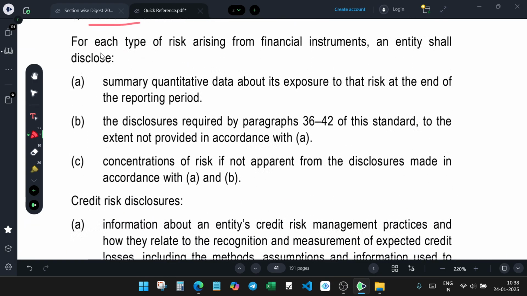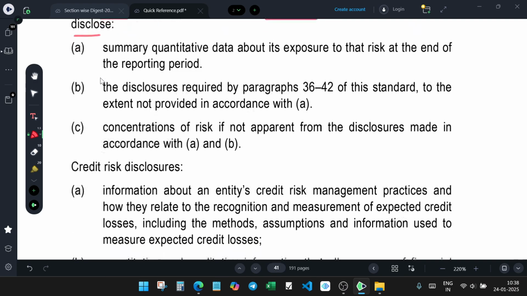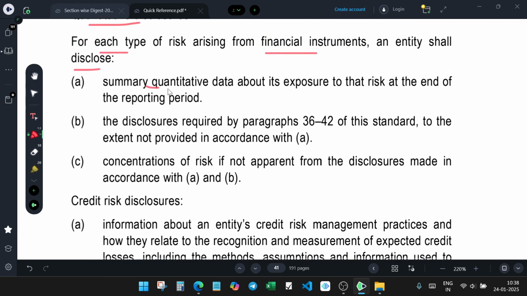Quantitative disclosure. For each type of risk arising from a financial instrument, the entity shall disclose a summary of quantitative data about its exposure to the risk at the end of the reporting period. For each risk, for each segment, you should give a summary of that. So what is that risk? From whom is the risk named? How did you find this risk? What is the risk exposure? You need to mention it.